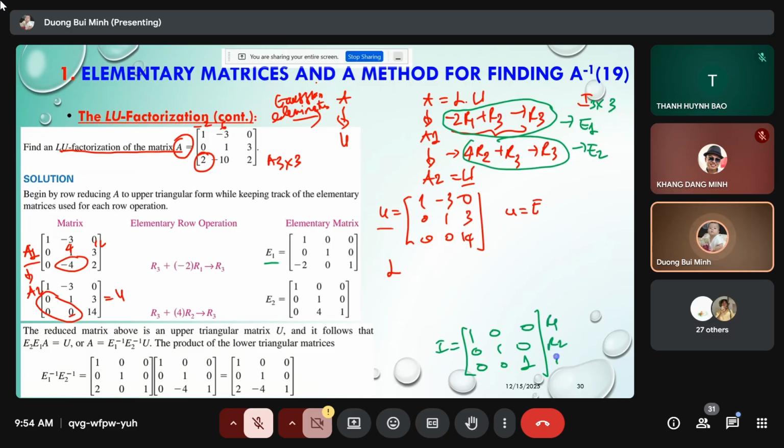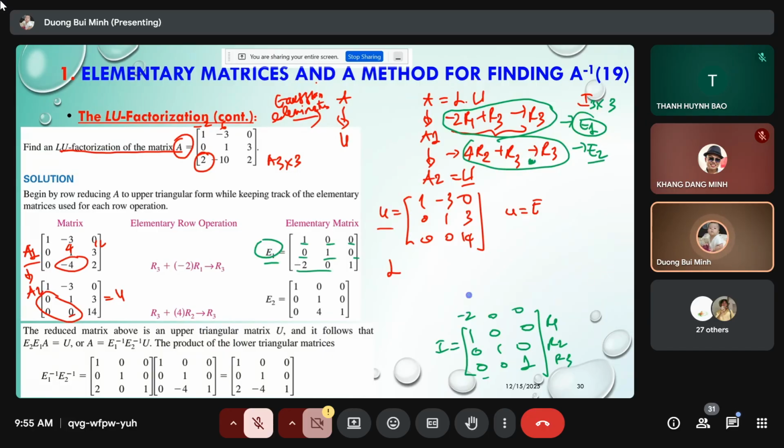This is R1, R2, R3. So minus 2 R1 is minus 2 0 0, plus R3. So you get 1 0 0, this is 0 1 0, and minus 2 R1 plus R3 is minus 2 0 1. Then we apply the same step to I to get E2.